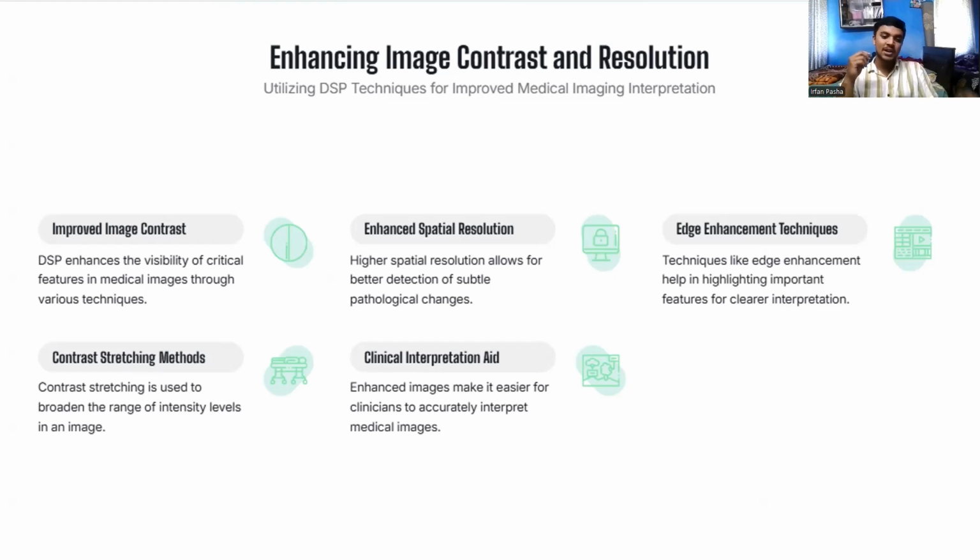The next are contrast stretching methods and clinical interpretation aid, which work similarly. In contrast stretching methods, the range of intensity levels of an image is expanded. In the clinical interpretation aid, enhanced images make it easier for the clinician to accurately interpret the medical images.